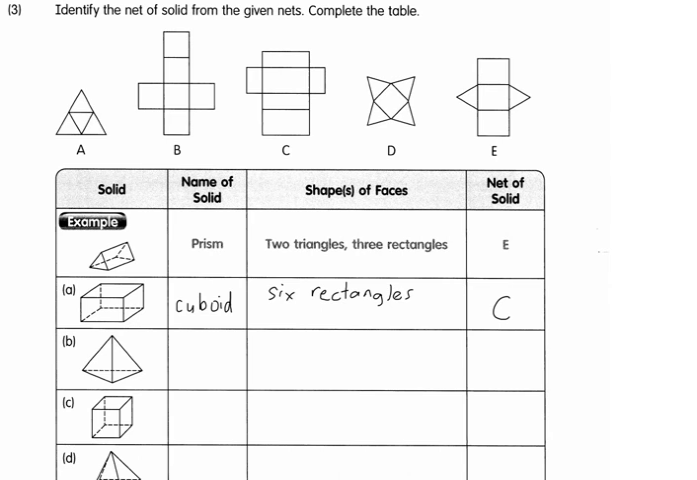Charlotte, tell me, what's the name of the solid? What type of pyramid is this? Triangular pyramid, right? Please, spelling, please spell correctly. So, shapes or faces, Ashley? Four triangles. Alexis, tell me which net is that? A. Good.